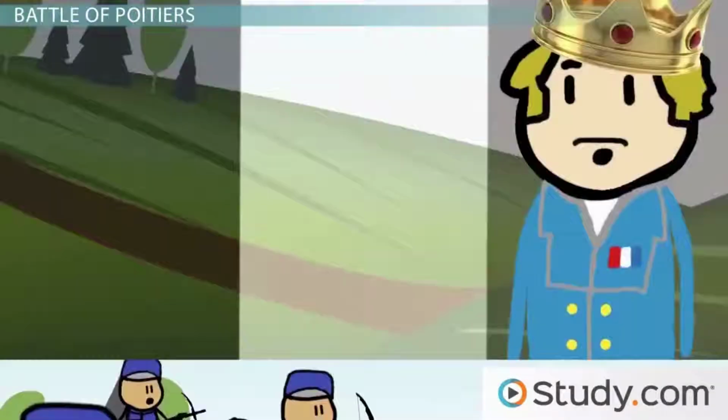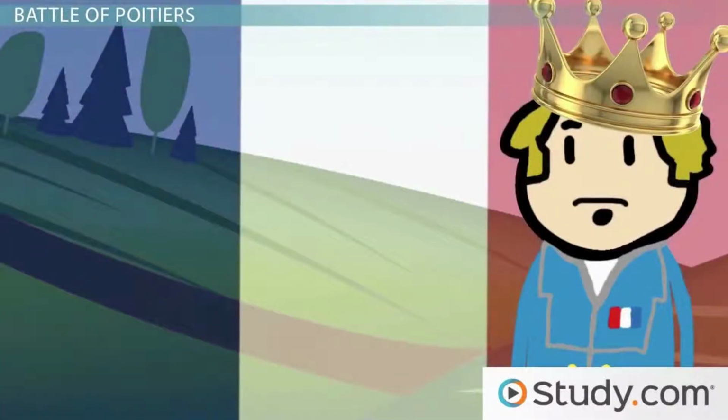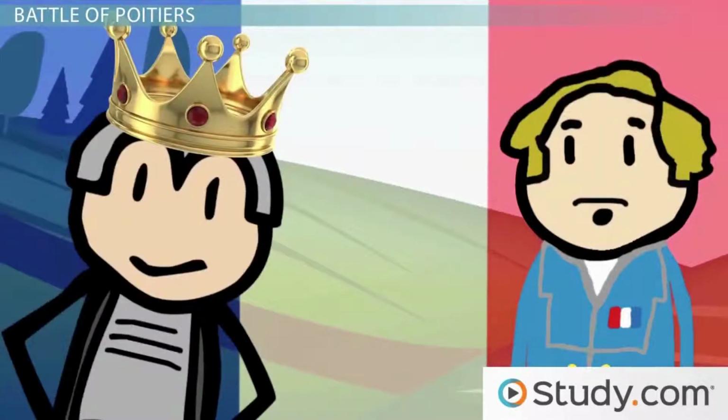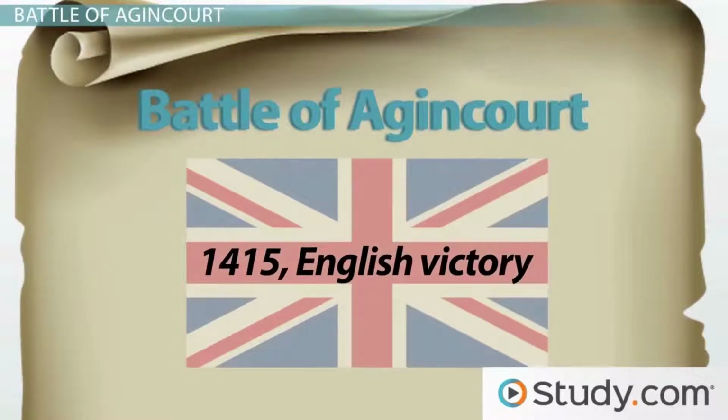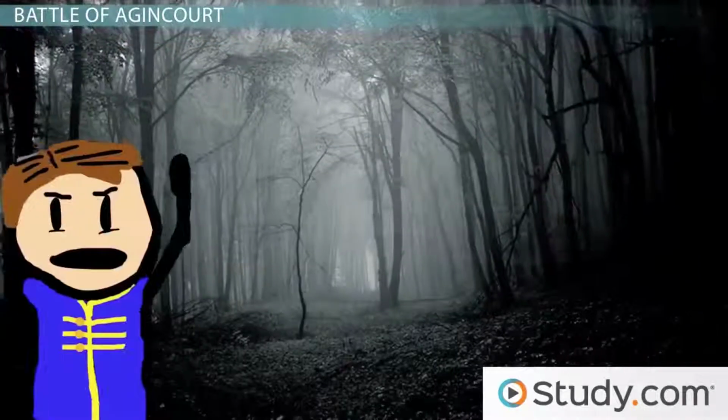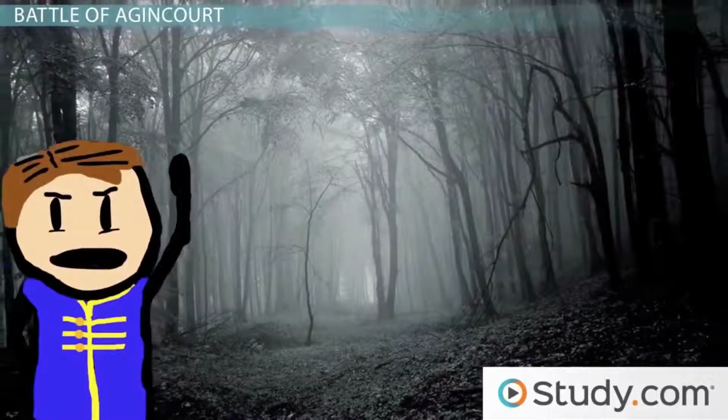King John, now King of France, was defeated and captured. King John died in captivity, and his son Charles V took over. In 1415, at the Battle of Agincourt, England defeated France. The battlefield was a strip of land that was situated between 2 wooded areas. This would have limited maneuvers to small-scale tactics.